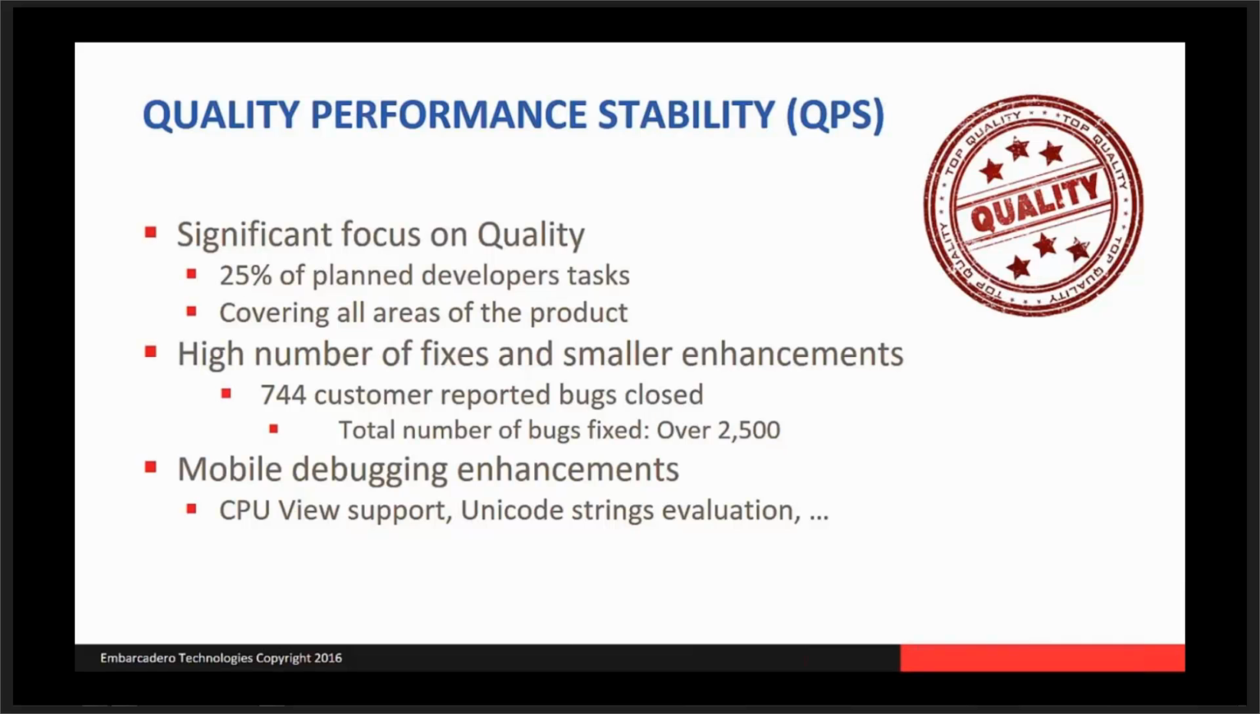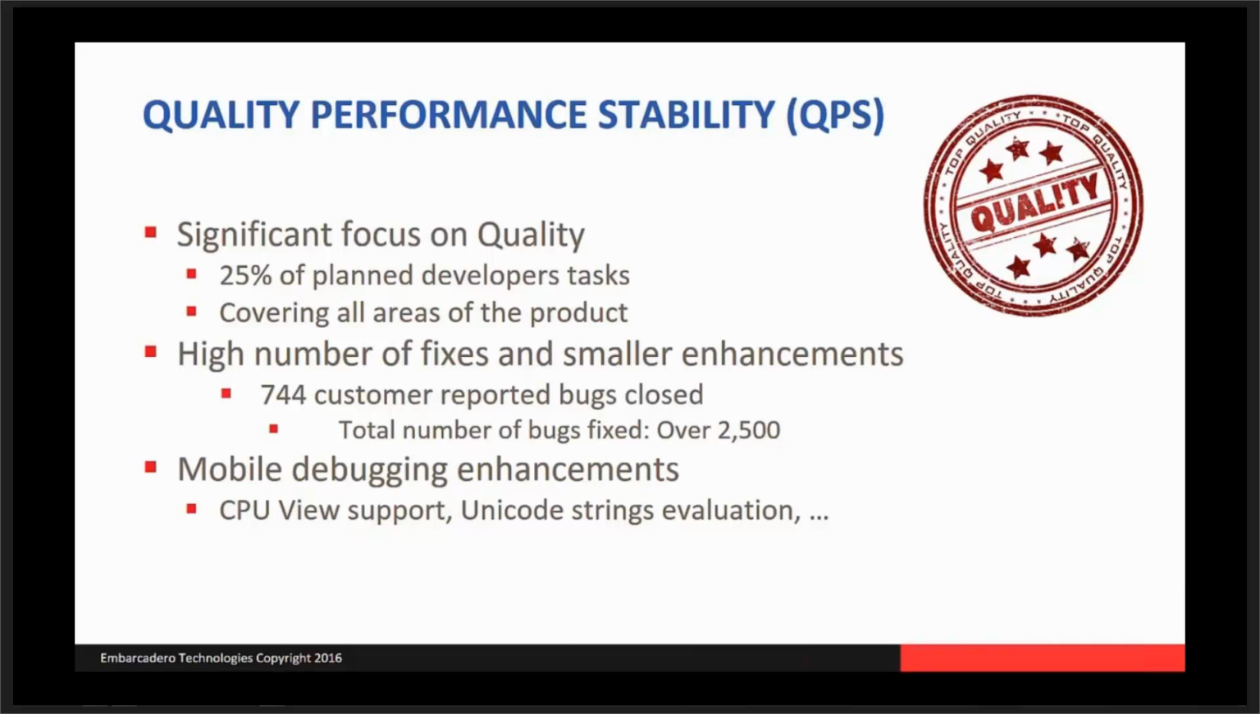10.1 Berlin shows a significant focus on quality. Roughly a quarter of the planned work was around quality and improvements rather than brand new features. We have fixed a high number of issues or small enhancement requirements and minor feature requests collectively reported as bugs. More than we've done in the last few years for a single release.